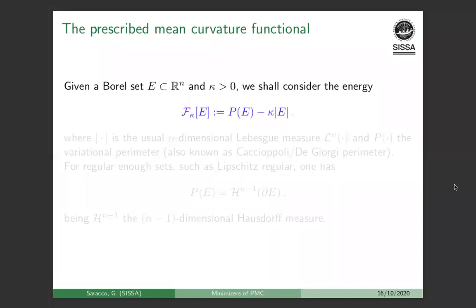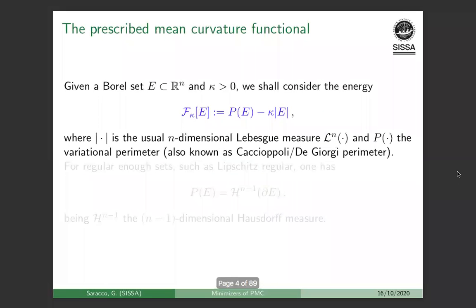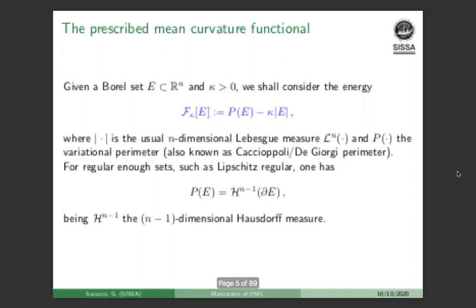And this is the functional we'll be considering. Take any Borel set in R^n and fix a constant k. We will associate to this set E the following energy, which is given by the perimeter of E minus k times the volume of E. By volume of E, or mass, I denote the usual n-dimensional Lebesgue measure, while by perimeter, I mean the variational perimeter, which is also known as Caccioppoli or De Giorgi perimeter.